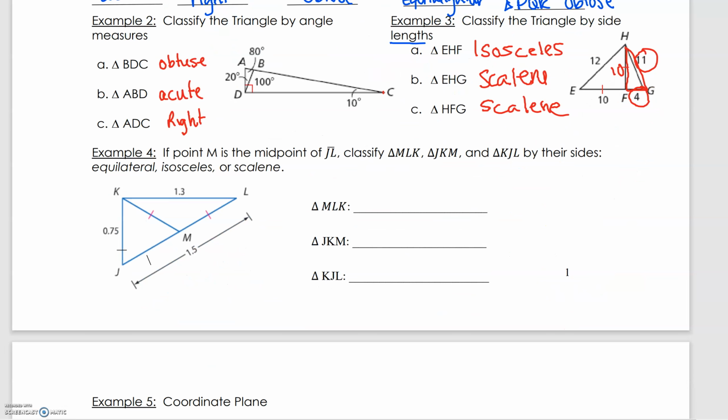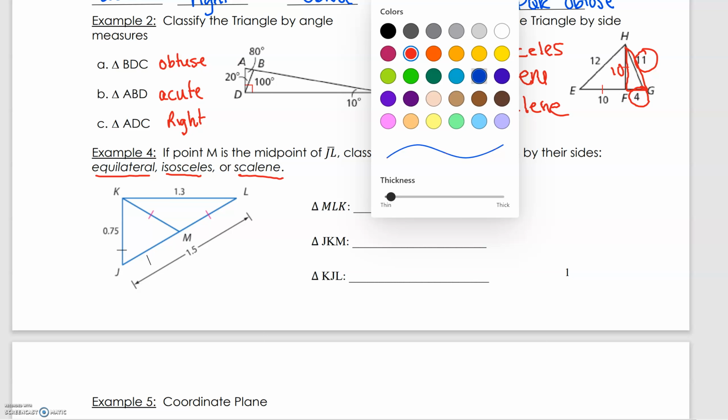So go ahead and try this one, example 4, on your own, and here are your words written out for spelling if you need it. Classify those 3 different triangles by their side lengths. Push pause, and then push play whenever you've tried it on your own.